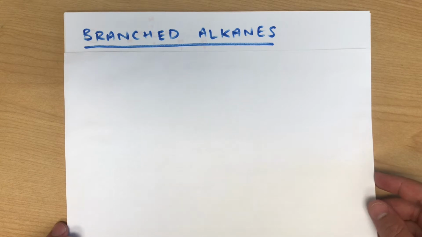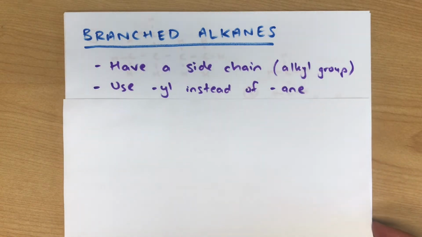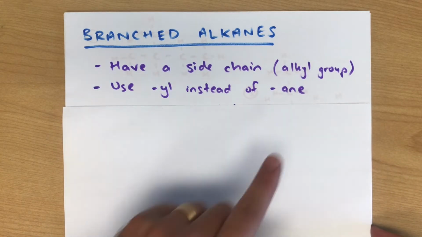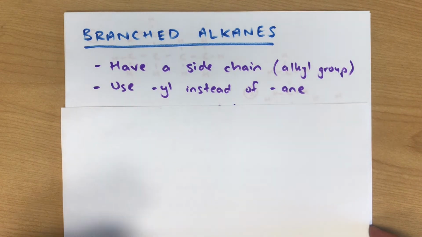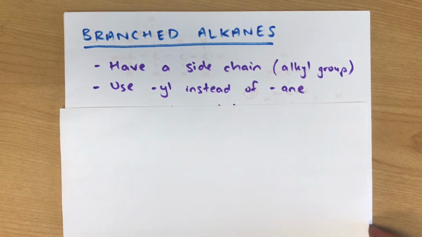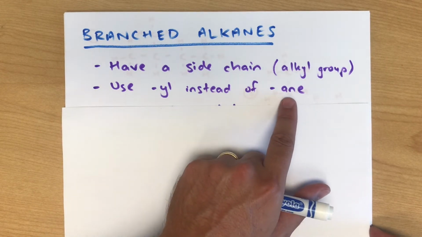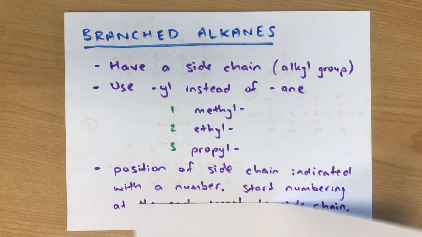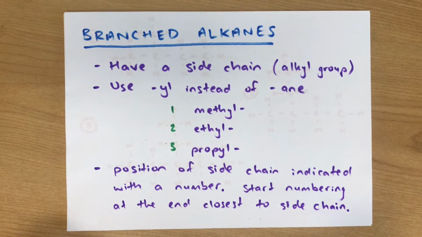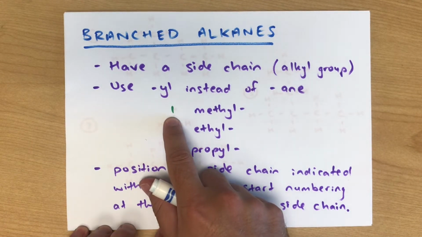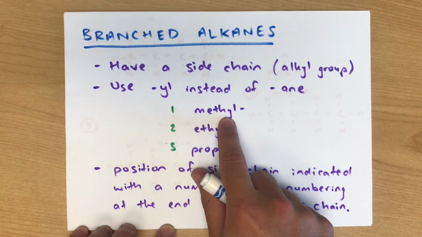Now, alkanes can be more complex than just those straight chain simple ones we named just then. We can also get branched alkanes. Branched alkanes are when you have a side chain, which is called an alkyl group. So some sort of carbon chain coming off to the side. For that we use -yl instead of -ane to help us name the side chain. So for example, a 1-carbon side chain would be a methyl side chain.